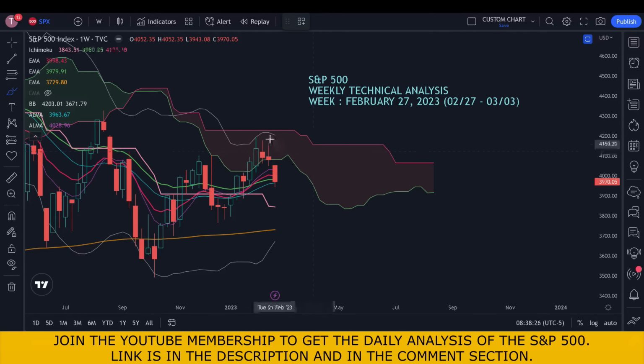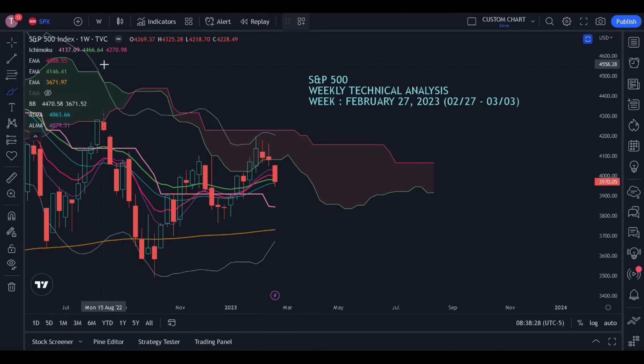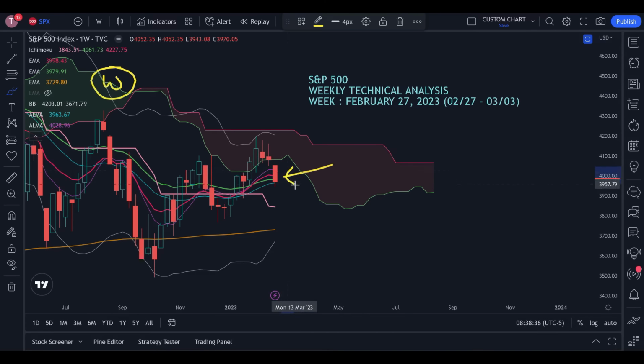Guys, now we are here, and this is the first point of the agenda, which is the S&P 500 technical analysis on the weekly chart. Let me write it down, weekly. W as in weekly. Weekly means that one candle represents 1 week, not 1 hour or 1 minute. One candle means 1 week.